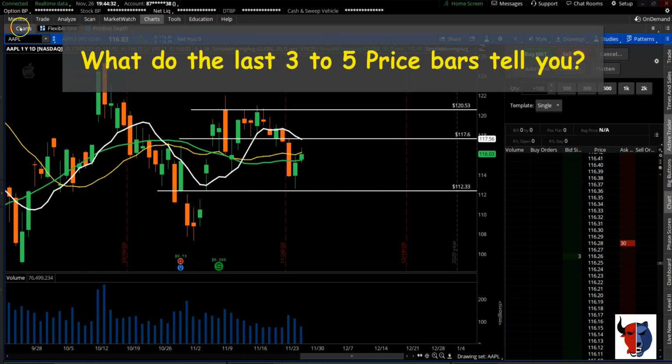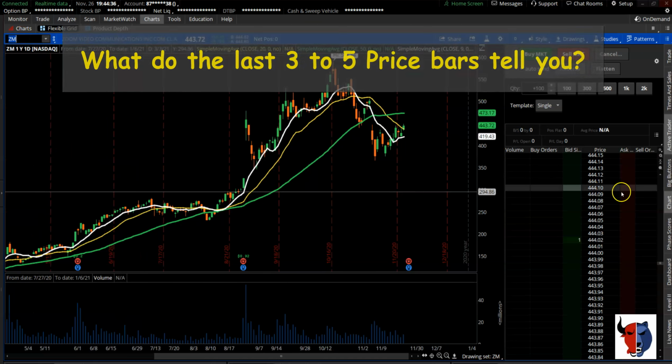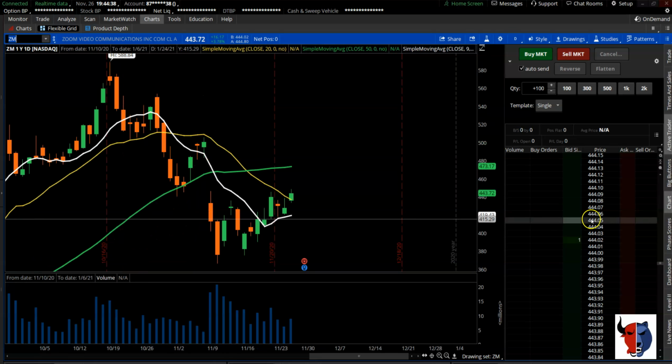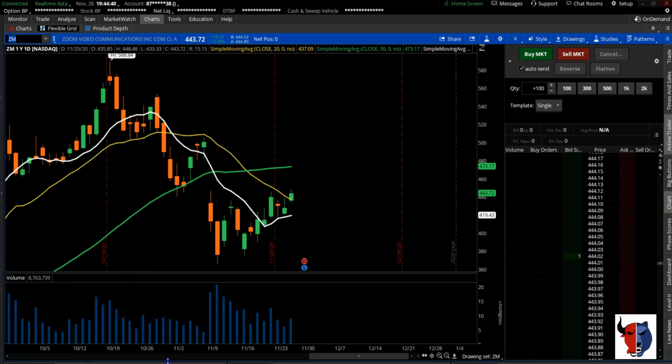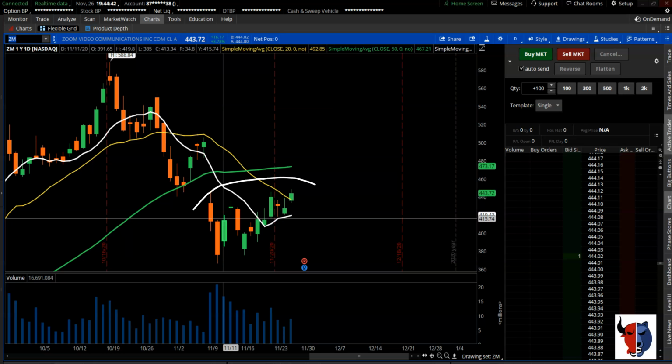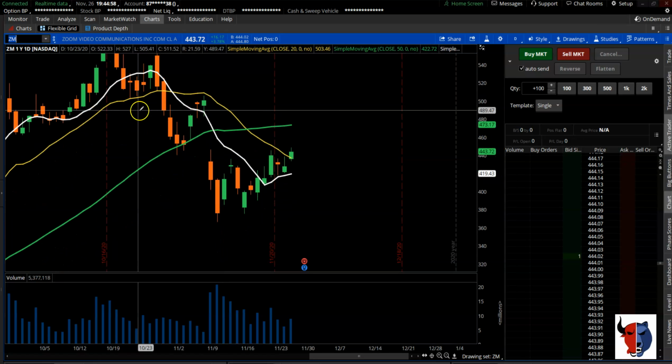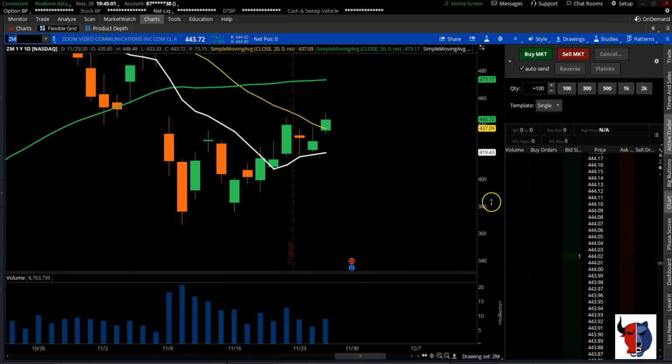Number 7, our final one. What do the last 3 to 5 bars tell you? The point here is to ask you to consider a broader price picture, the bigger picture, in your mind whenever you are analyzing a chart. What is the context and what kind of expectations are being set with the price bars you are seeing? And are those expectations being met?